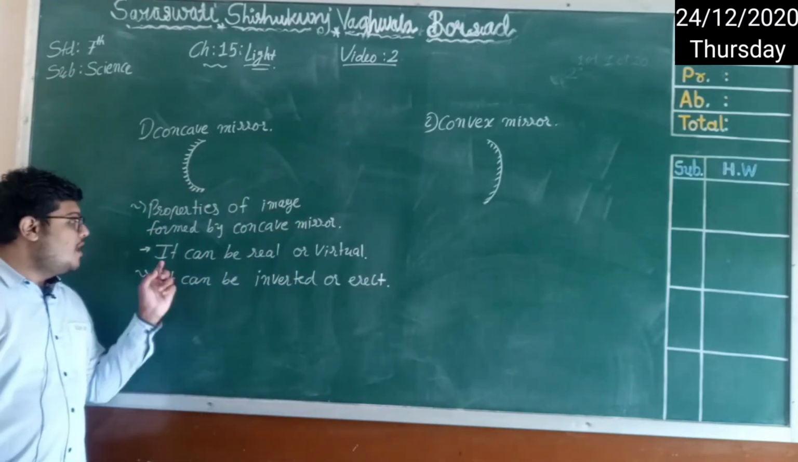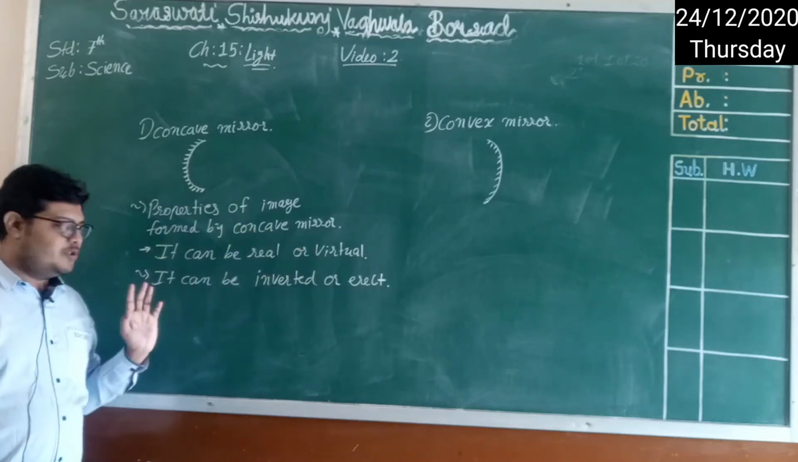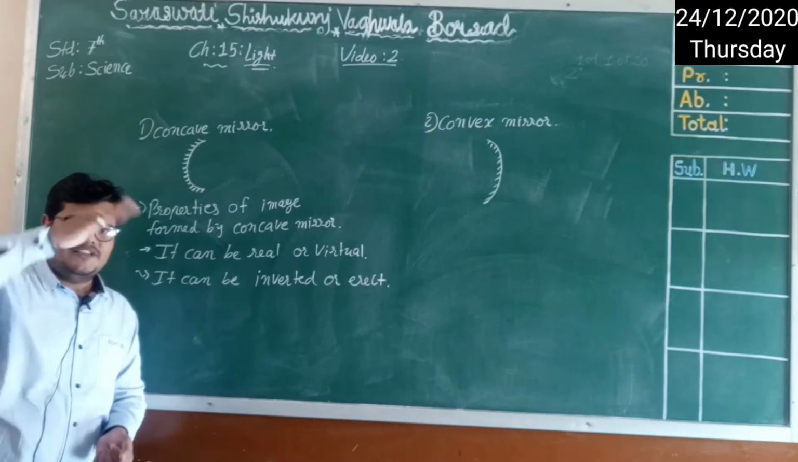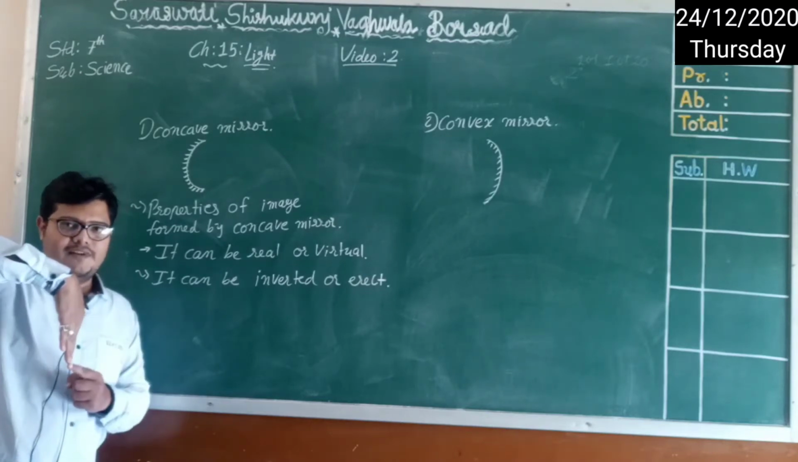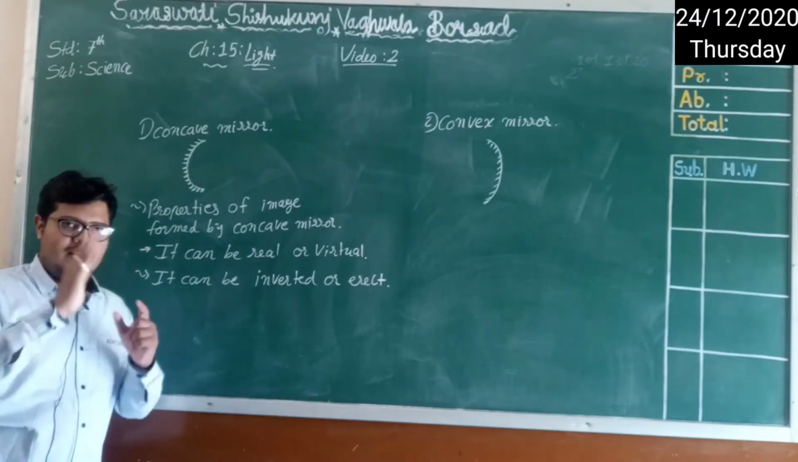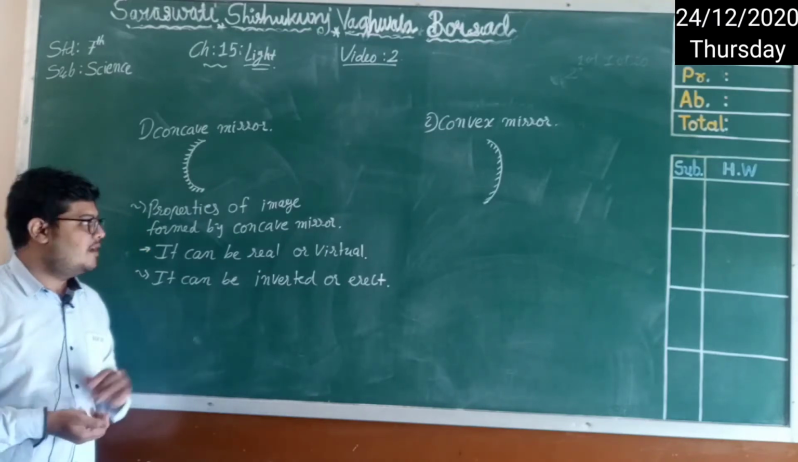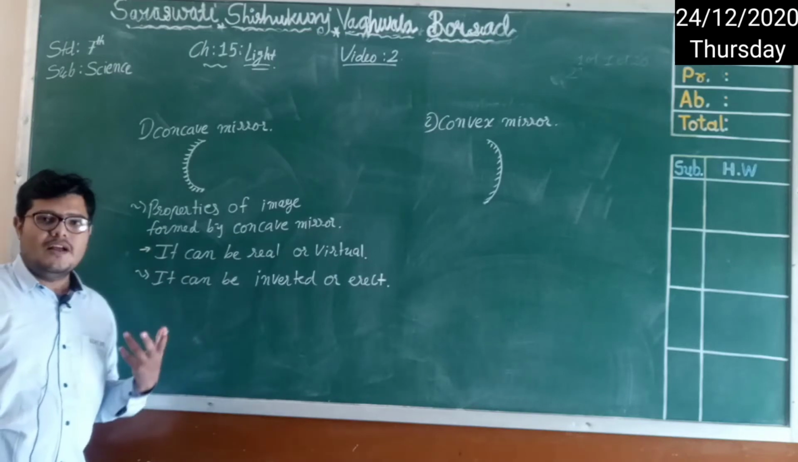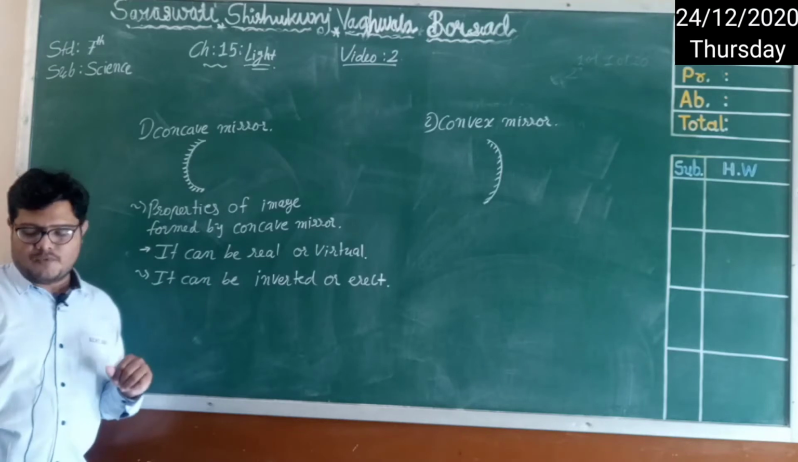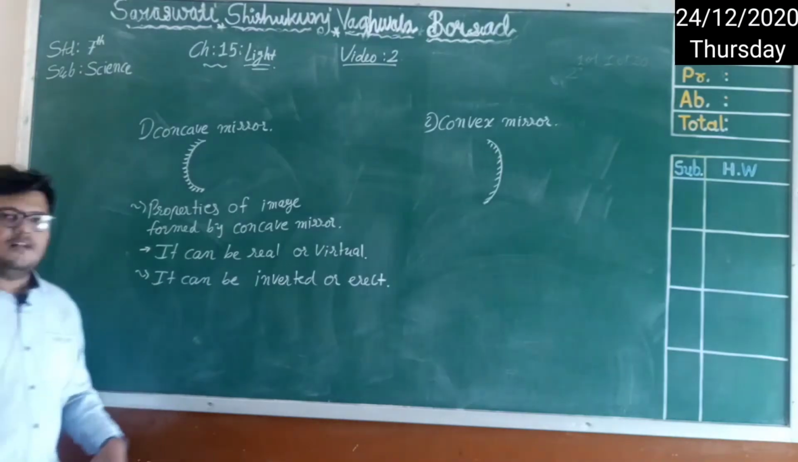There is one more. It can be real or it can be virtual. It can be inverted or it can be erect. If this is the original object, then this is its inverted image. Inverted. And erect means straight. Whatever the object is, it is the same inside the concave mirror. So two kinds of images we can get, erect or inverted.